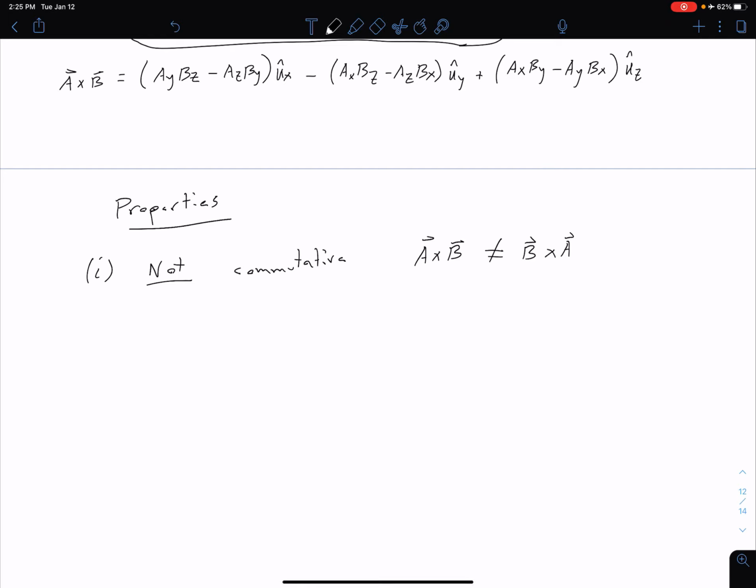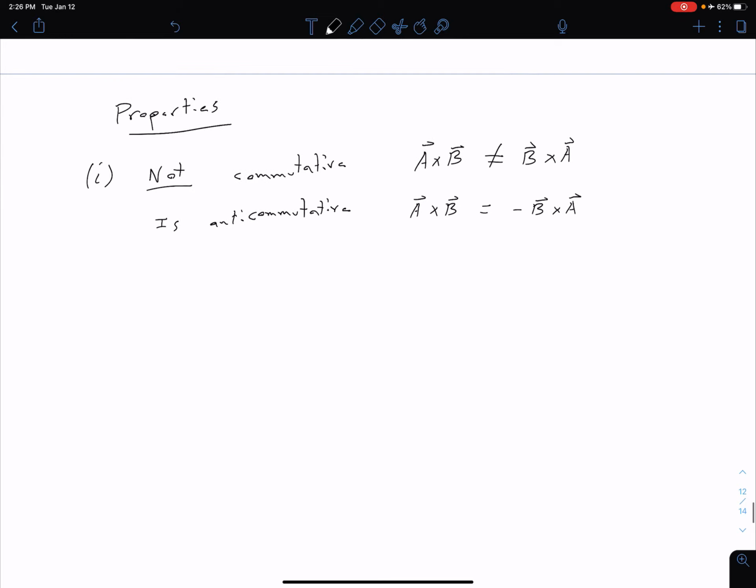And if we think about our definition with our right-hand rule and how we applied that, that makes sense. And what we can see is that our cross product is actually something called anti-commutative. What that means is basically if we switch the order, we have to put a negative sign in there. So A cross B is actually equal to negative B cross A. And again, if we think back to our right-hand rule and how we applied that, that makes sense. So our second item is that it is not associative.